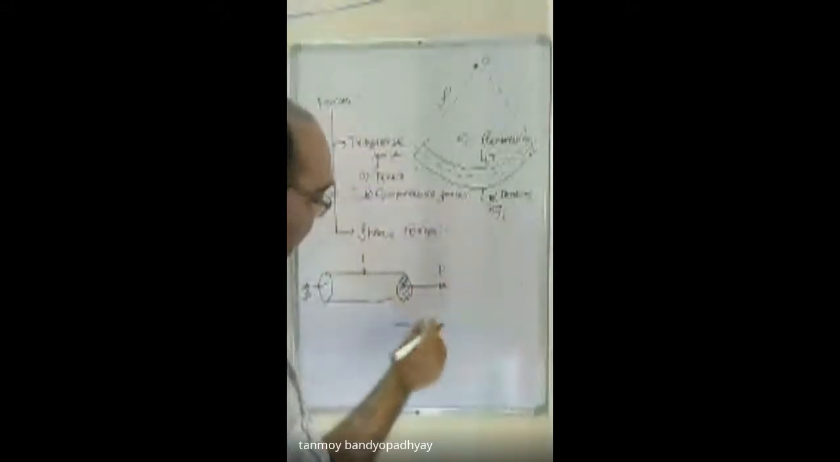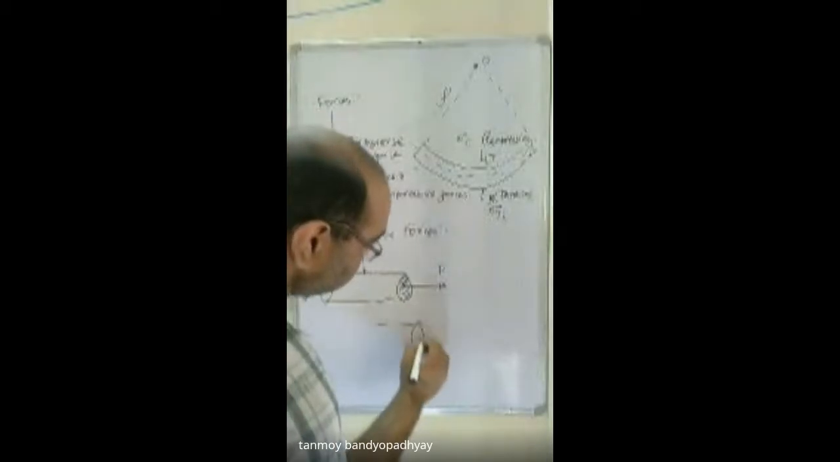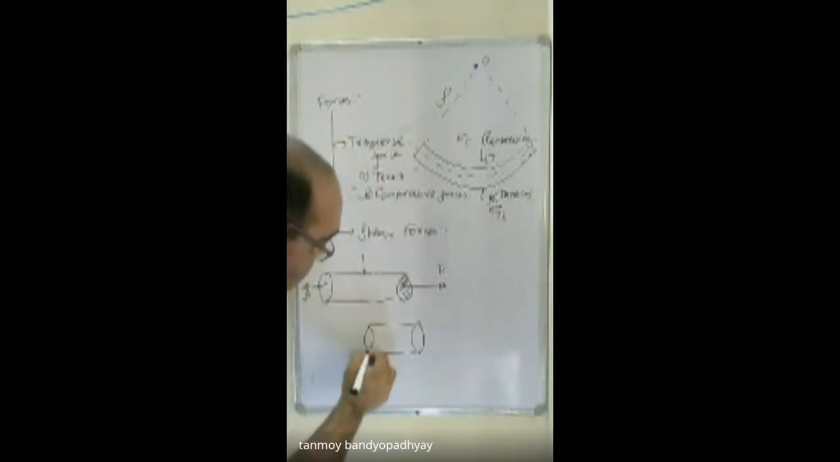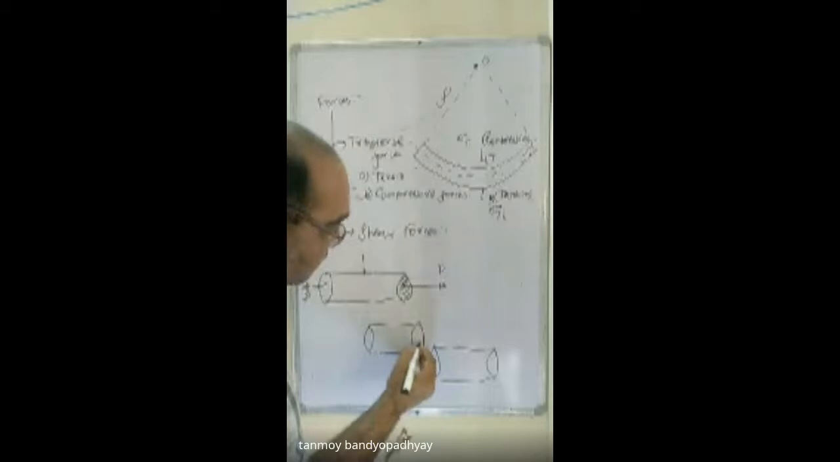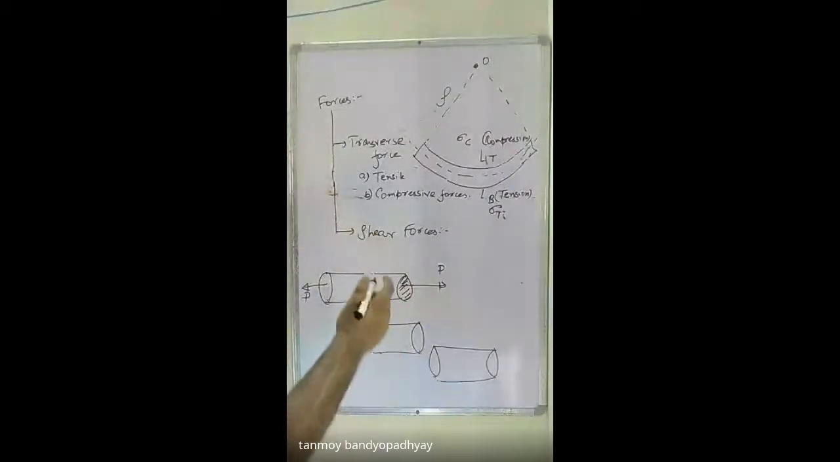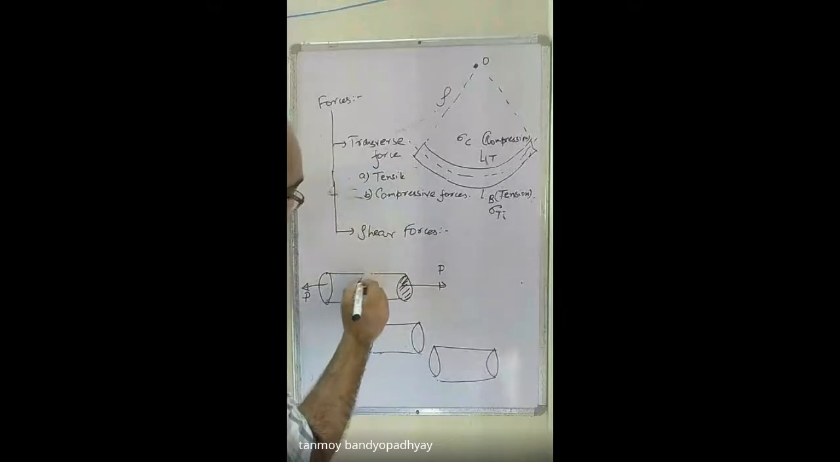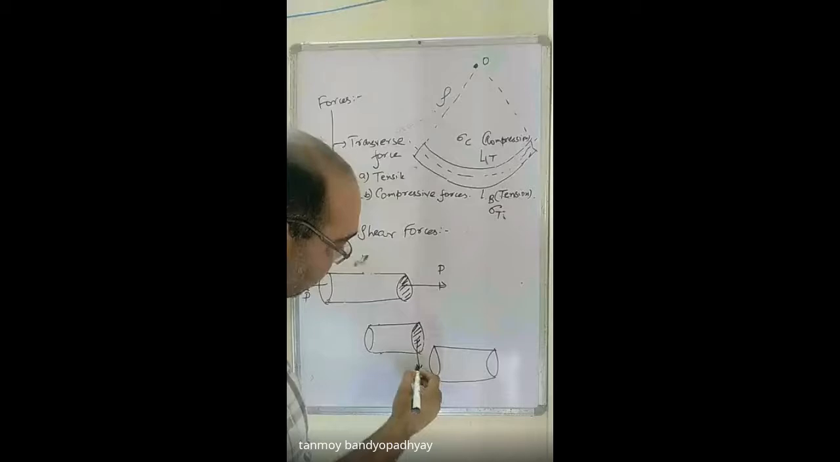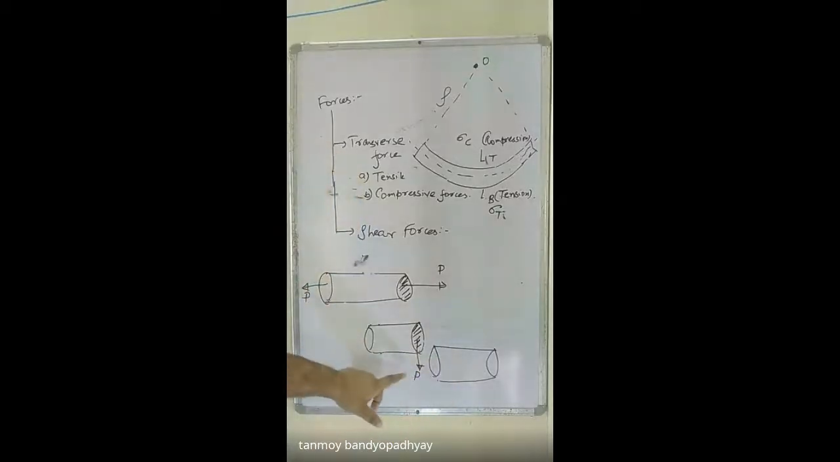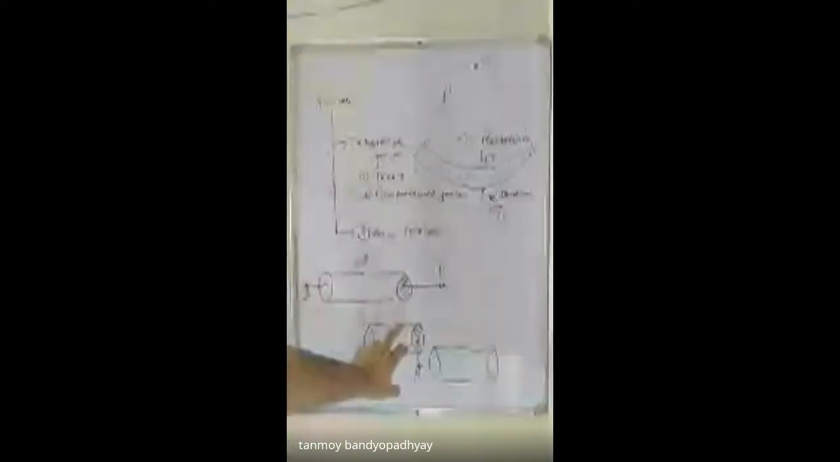And if I load it like this, suppose a load is acting somewhere around here, the beam will shear. How? The bar has been broken into two parts, or you apply a cutting force here. So if this is the cross section on which it is acting, you have a force like this. You can see that the force is acting parallel to the cross section. This will result in shear forces or shear stresses.